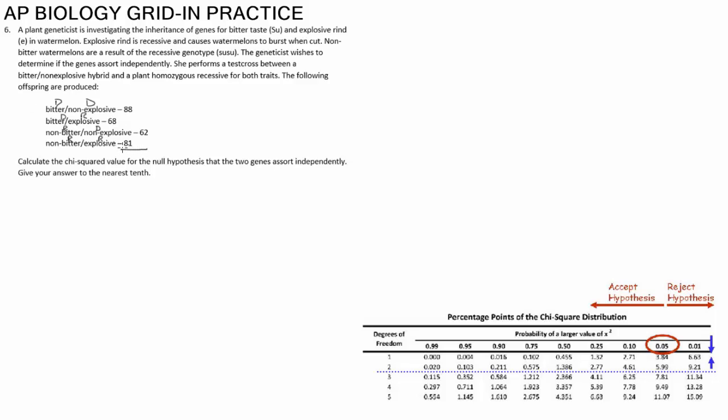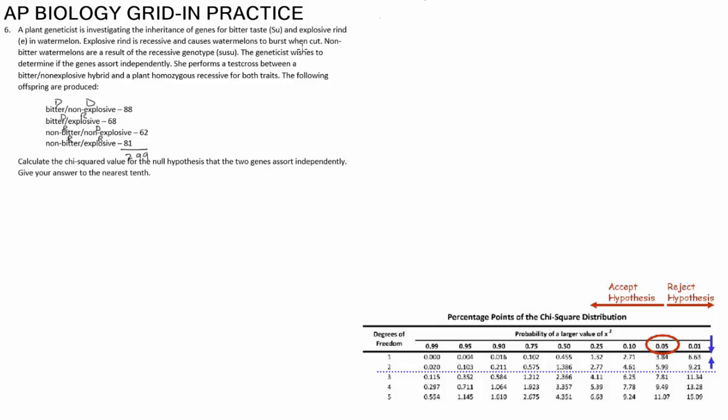The total number of watermelons that were produced here is 299. Because 300 would have been just too easy and even. And so now we have to figure out what our expected are. This is the part that's kind of a pain. You actually have to do the dihybrid cross.